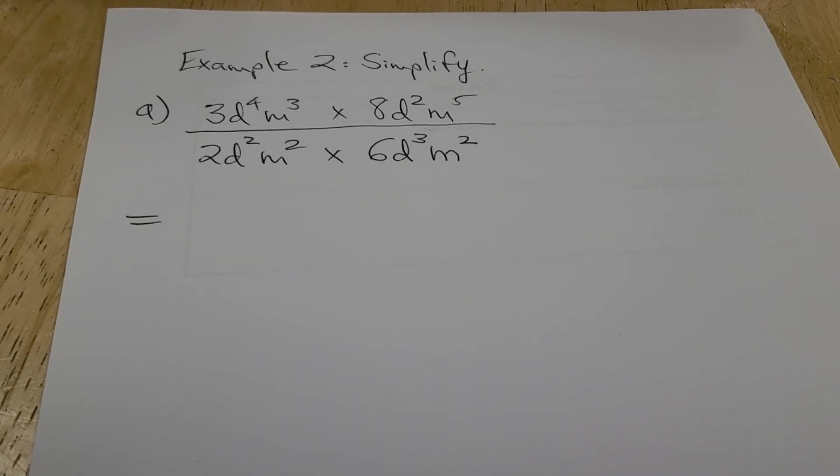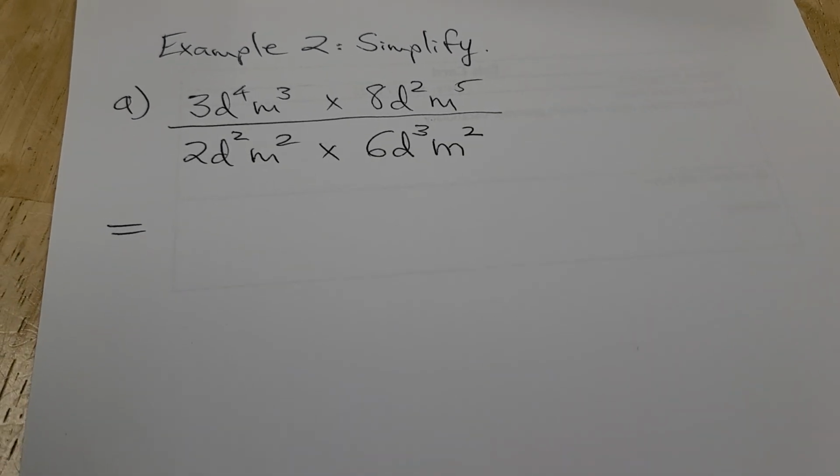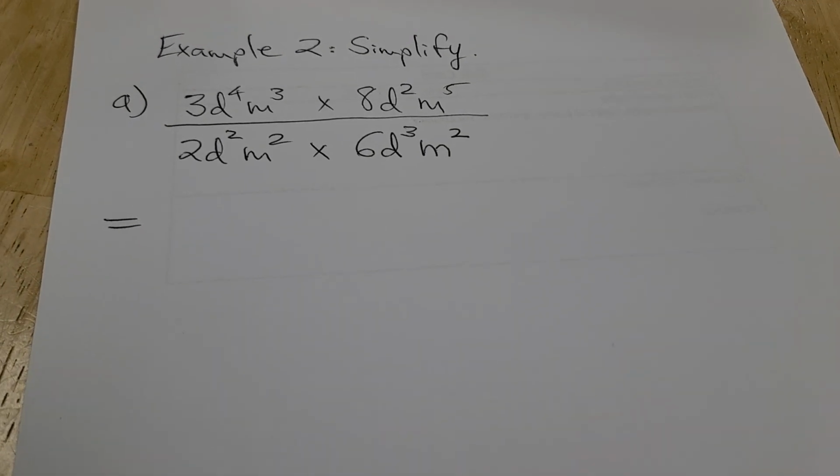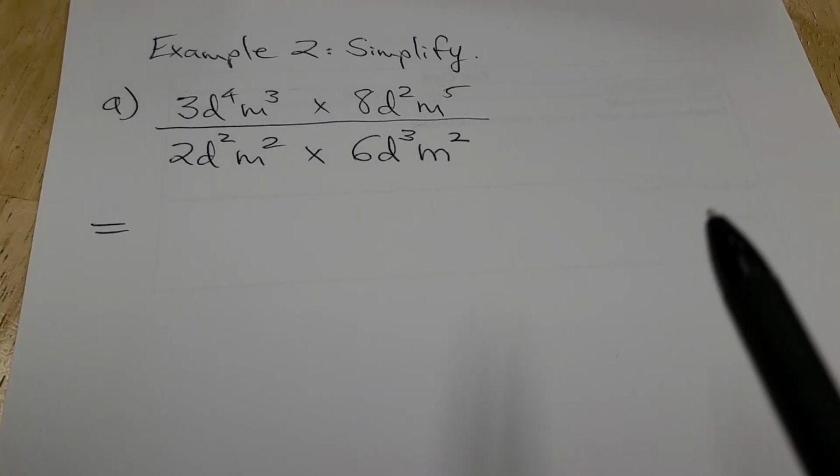All right, so here we are with example 2. It says to simplify, and you can see here, this looks a little bit more complex. So we're going to do the numerator and denominator separately. So take a look at the numerator.